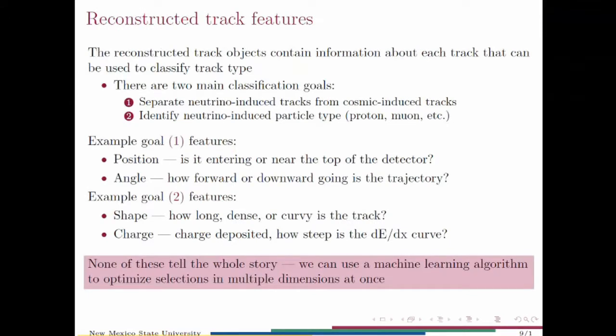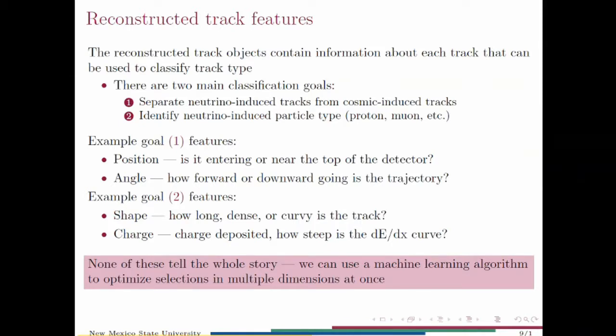So the goals for classification are, we have 2 main ones. First, to figure out which tracks are neutrino-induced and which are cosmic-induced. And the second one is, once we have those neutrino-induced tracks, what particle type are they? What actually happened? Are they protons or muons? Some of the features we use to help with telling cosmics from neutrino-induced are the position: is it coming in the top of the detector, is it downward pointed, or is it forward going with the beam? And for what type of particle, there's obviously how long it is, how dense it is, how much charge was deposited, and the shape of the charge deposit.